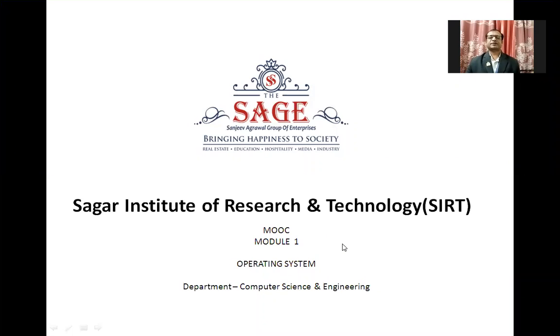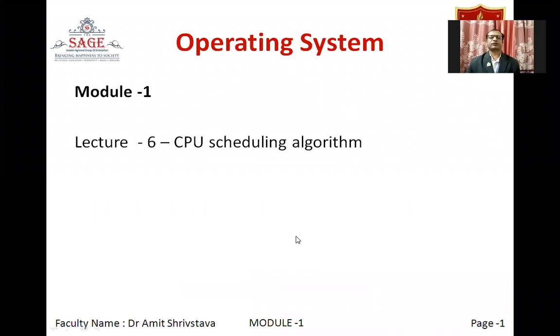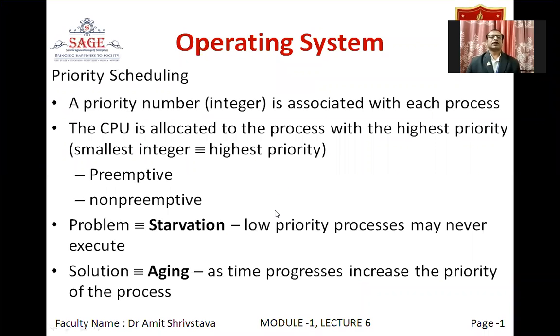Good morning, students. So in continuing module 1, today we will be studying again the CPU scheduling algorithms. We have seen till now three scheduling algorithms: FCFS, first come first serve scheduling algorithm, which is inherently non-preemptive in nature. Then we have seen the shortest job first algorithm, which can execute both the preemptive as well as the non-preemptive version. It is also the optimal algorithm.